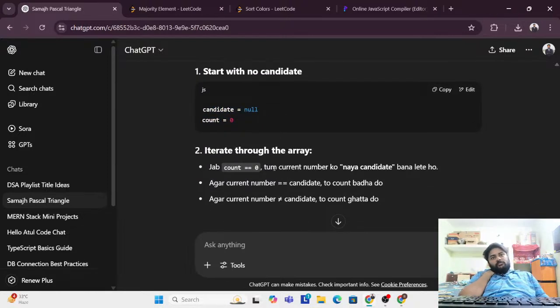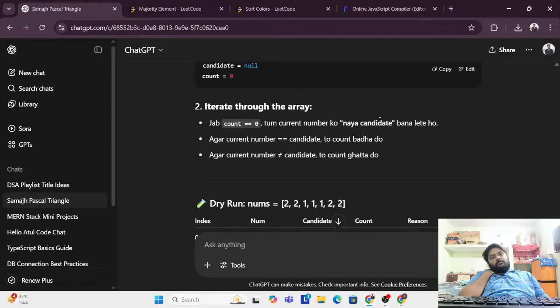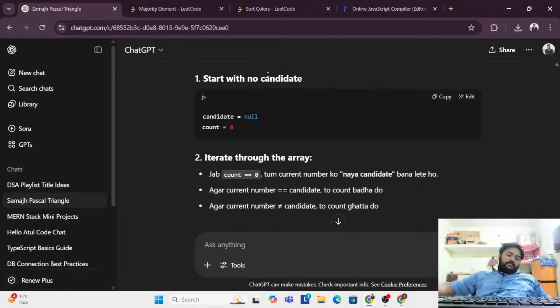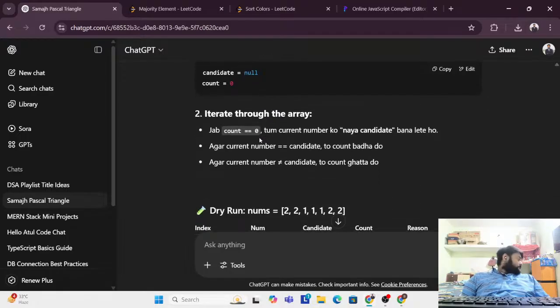Iterate through the array. When the count is equal to 0, you make the current number the new candidate. Let me understand this. Start with no candidate, so initially there would be no candidate. Iterate through the array, and when the count is 0, you make the current number the new candidate.